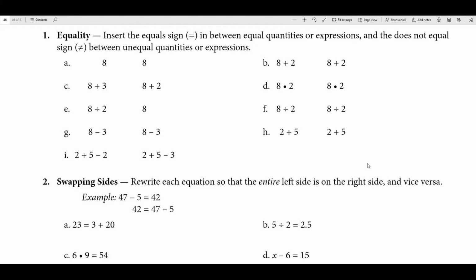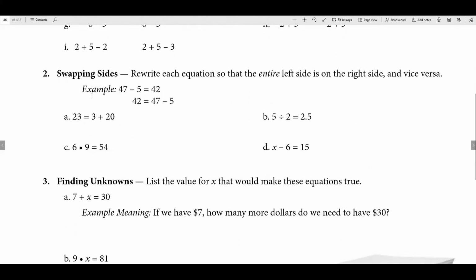Okay, so on part 2, this is swapping sides. We're just going to rewrite each equation so that the entire left side is on the right side and vice versa. So here's an example. They're giving you 47 minus 5 equals 42. Your answer then would be to change it around: 42 equals 47 minus 5. Remember, make sure that you keep it to where it does equal. Okay, so go ahead and pause it as you do those 4.